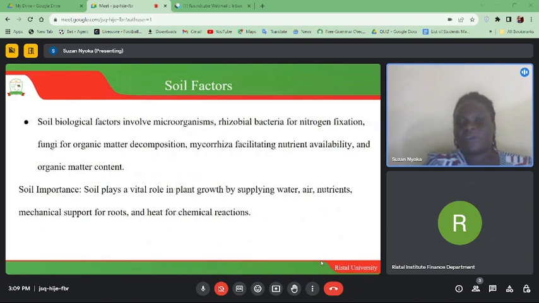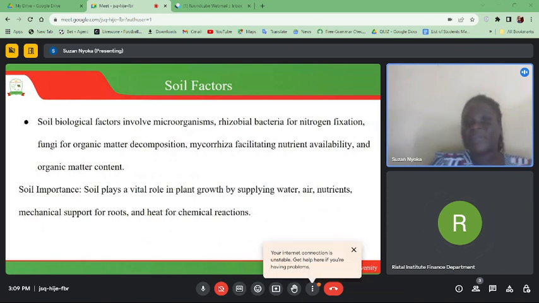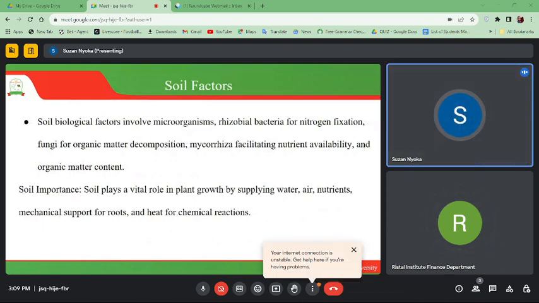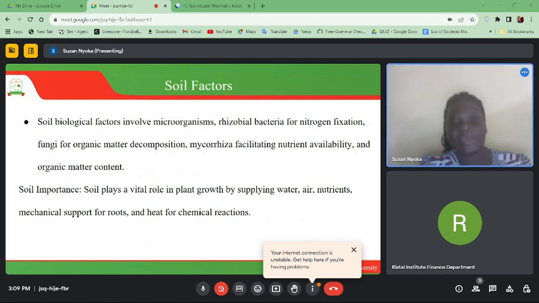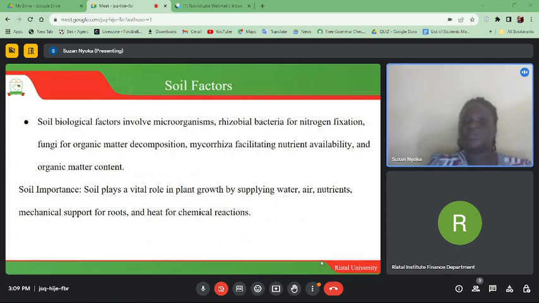Soil biological factors involve microorganisms. We have the rhizobial bacteria for nitrogen fixation, fungi for organic matter decomposition, and mycorrhiza facilitating nutrient availability and organic matter content.